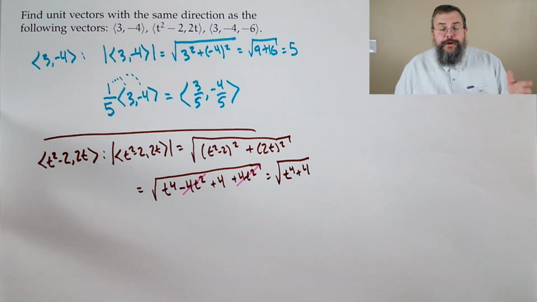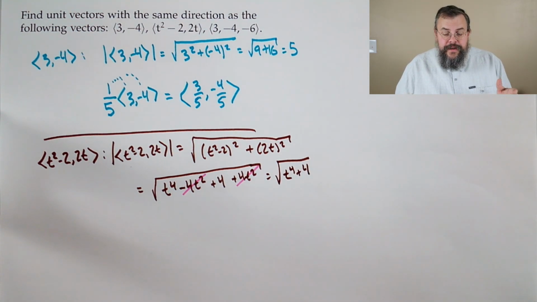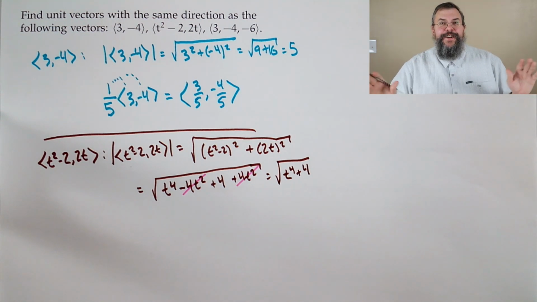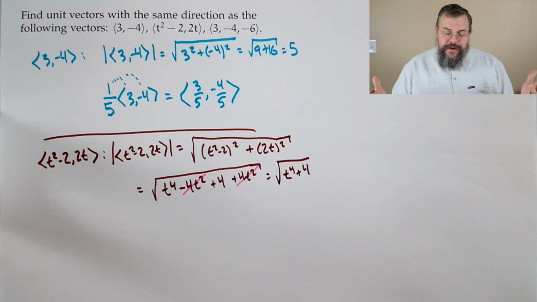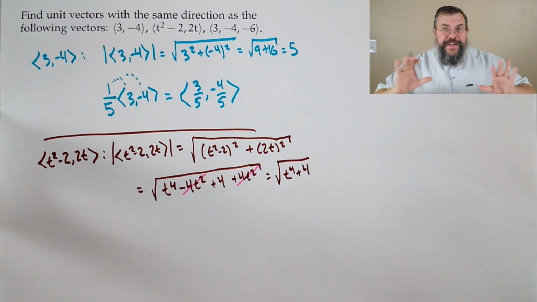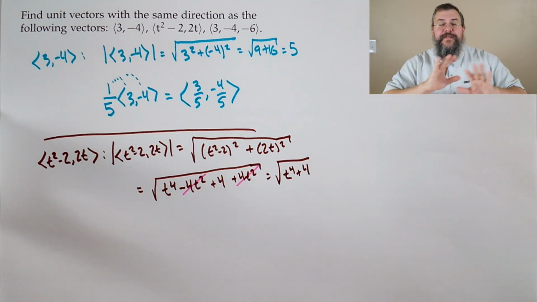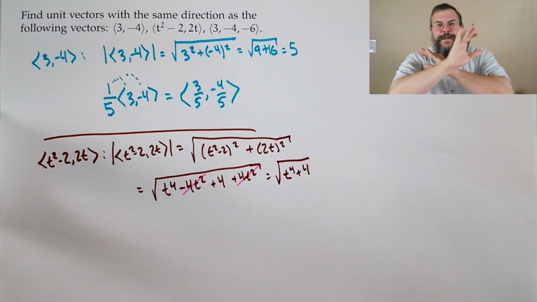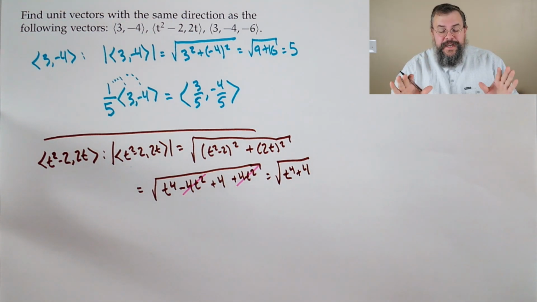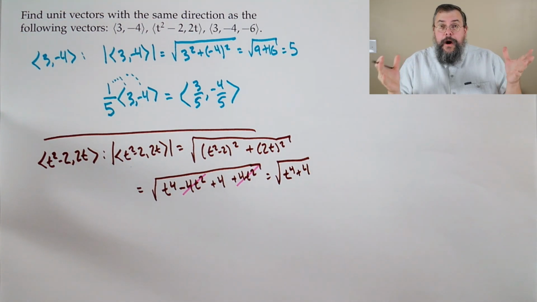Now, what do we do next? Well, we're happy with that. There's nothing we can do more. There's no more algebra to do. You can't rewrite the square root of t to the fourth plus 4 in a simpler way. Because remember, square roots do not work over addition. So don't be like, oh, that's t squared plus 2. No, it's not. Don't do it. Be careful.